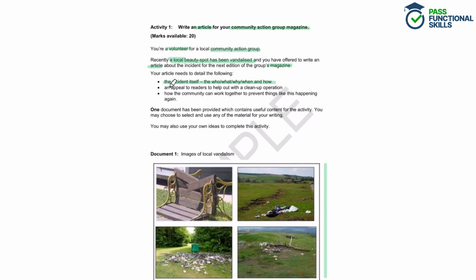We also need to appeal to readers to help out with a clean-up operation. So a clean-up operation is being organised and we need to ask people if they will help us out with that. And then we need to explain how the community can work together to prevent things like this happening again. So for this you might want to draw up a mind map and come up with lots of ideas of how the community can prevent vandalism in the local area. So let's get started and have a look at a model answer to this question.